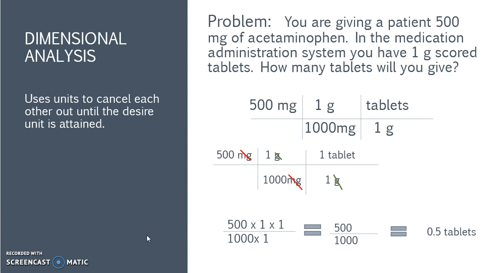As you can see, the example is set up, and the important thing is the setup. You have the 500 milligrams, then you want to convert the grams to milligrams, and then how many tablets you need. In the next line, you cross out your units to end up with your desired unit, which is a tablet, and you give 0.5 tablets.